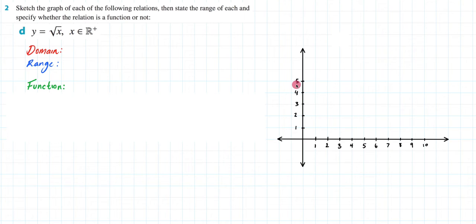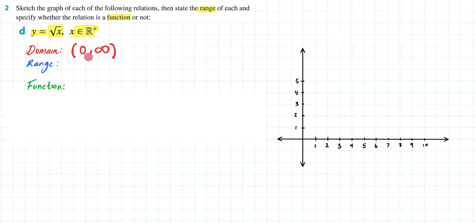So we're doing exercise 5C, and in this video I'm going to be answering question 2D, which is asking us to sketch the graph of each of the following relations, then state the range of each and specify whether the relation is a function. So here we've been given y equals the square root of x, and we're told that my x is equivalent to my positive real numbers. So that means they've given us what my domain will be. It will be 0 to infinity.